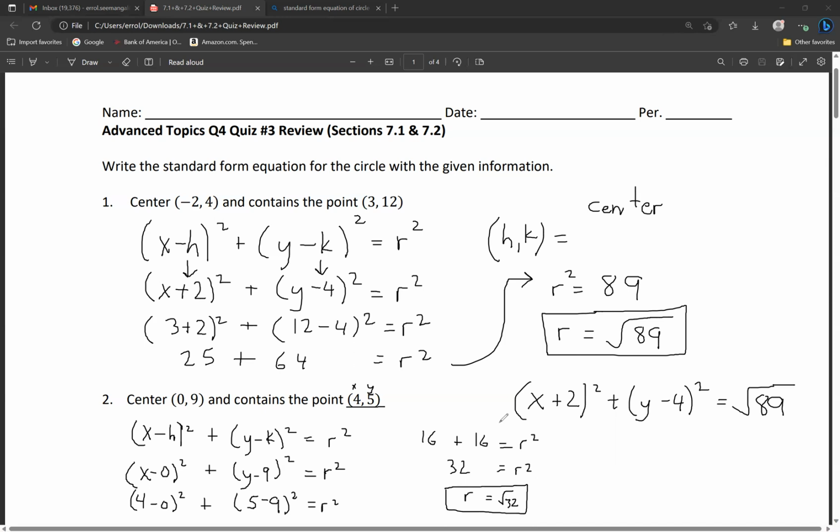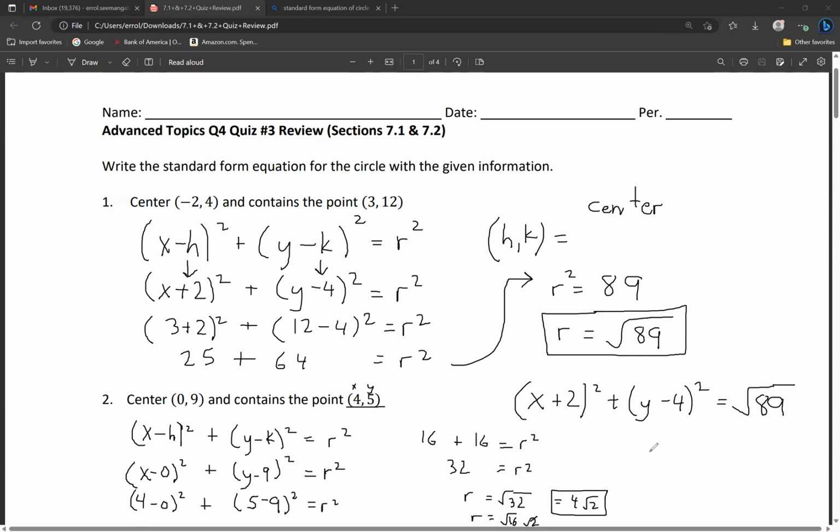Actually, we can simplify root 32, right? We can simplify root 32 to what? What's the biggest perfect square that goes into 32? 16. Root 16 and root 2, right? Oh, yeah, 16 and 2. So therefore, r is 4 root 2. Makes sense? 4 root 2.